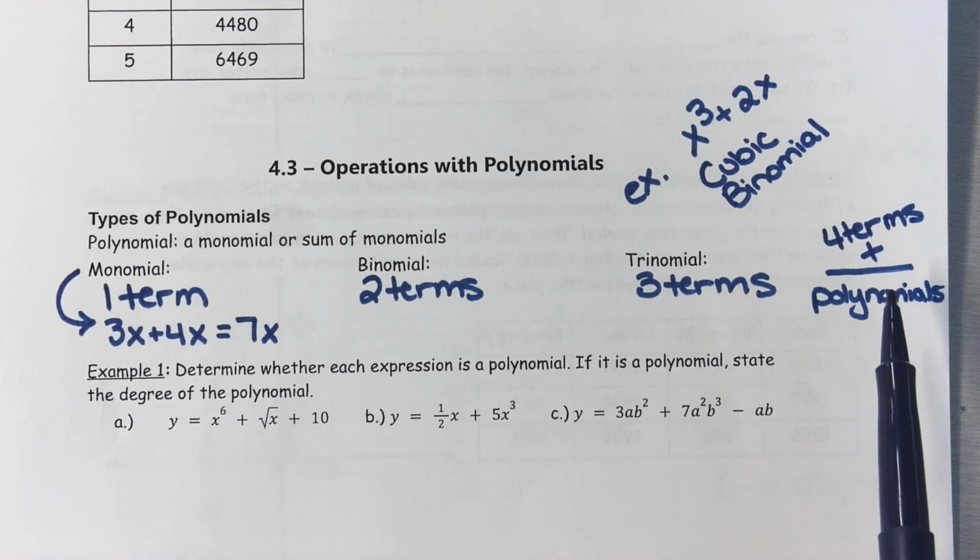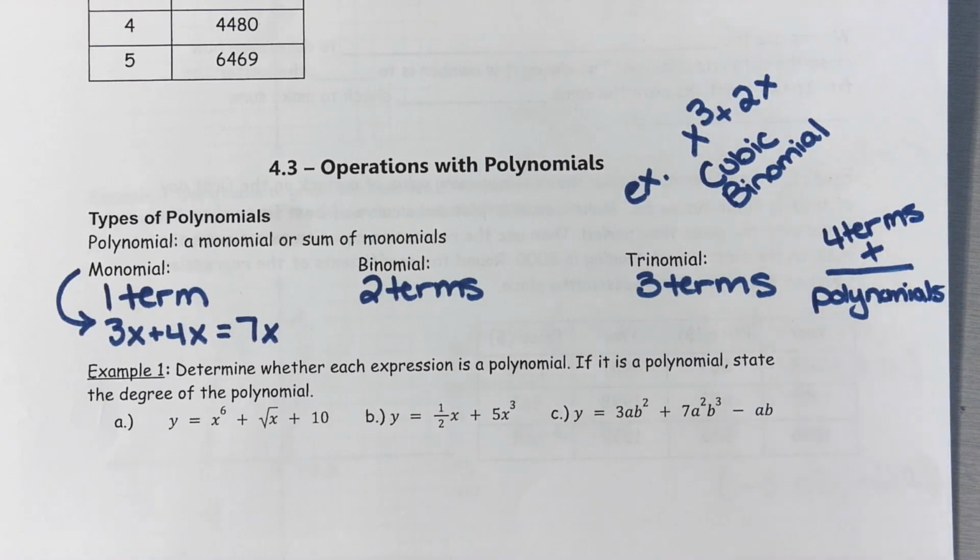So anything 4 terms and up, we just call a polynomial. And sometimes we get even more specific, so we'll say it's a 10-term polynomial or a 5-term polynomial. Does that make sense? So we say how many terms there are in it.